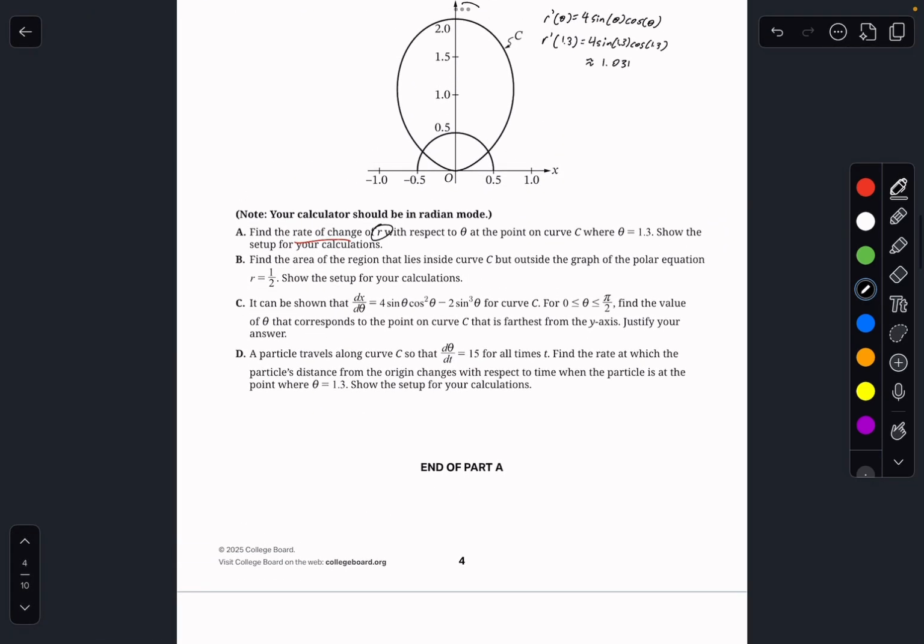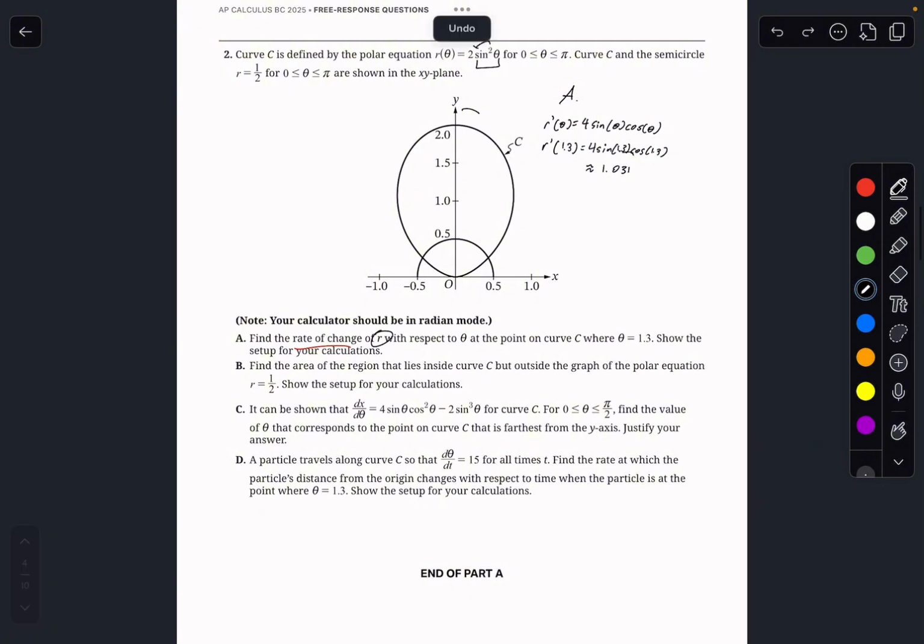And then they ask you for the setup, so you have to show how you got r prime and all that. You can't just write a blank answer. So if you did that, you probably got points marked off.